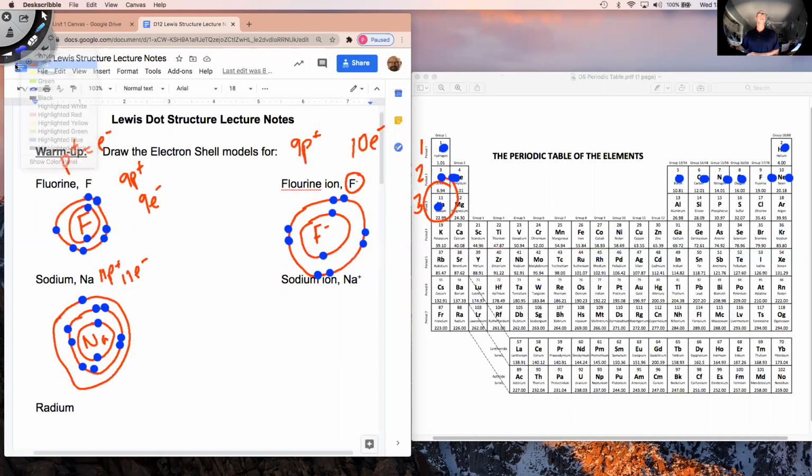So let's take a look, and let's do our next one. So sodium ion, it's going to be right here. This is our sodium ion.